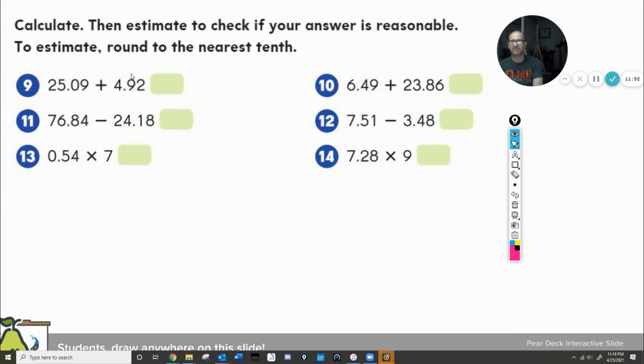All right. They're asking you to do the nearest tenth this time. Go, go, go. I'll meet you in 3 to 5 seconds.